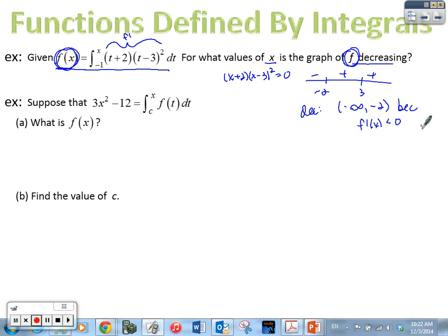All right, the second one, a little bit unusual. Notice that on number 1, we added in an equation. Yesterday we were basically working with graphs, different graphs that depicted the derivative. Today we're adding some equations in and some more abstract concepts. So let's look at number 2. We're given this kind of strange looking equation. We're told that 3x squared minus 12 is equal to the integral from c to x of f of t dt, and they're asking us to find f of x.